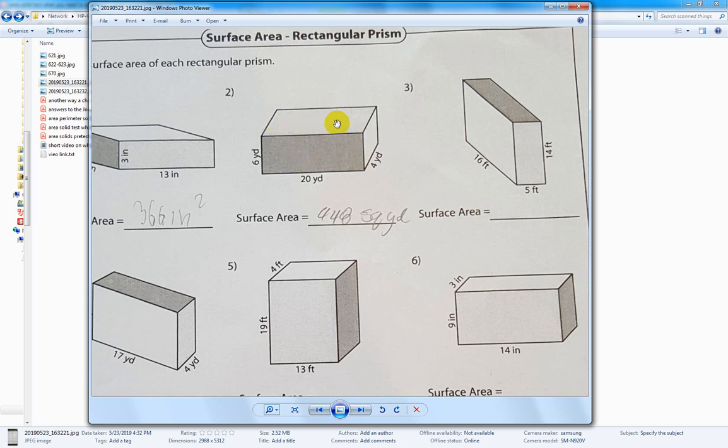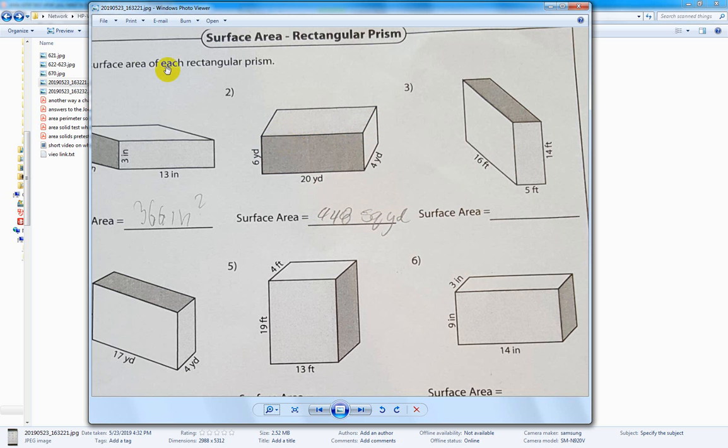The top, let's think about this. The top is 20 by 4, right? 20 by 4. So that's 80, and 80 plus 80 is 160. So you add up 240, 160, and 48. So that's 400 plus 48 is 448, just like it is there, and units of square yards.